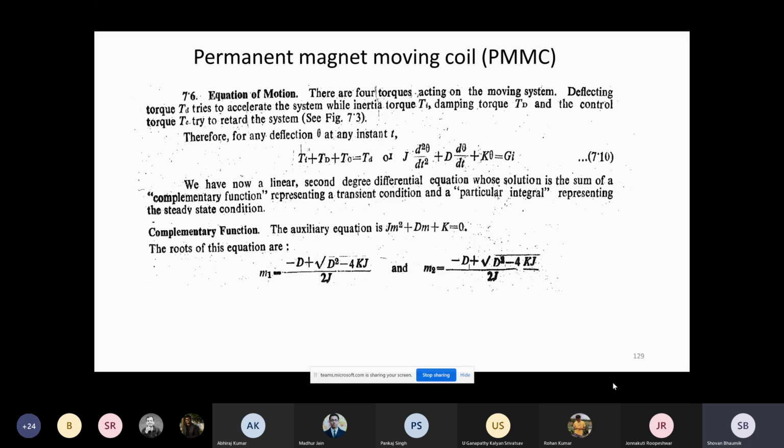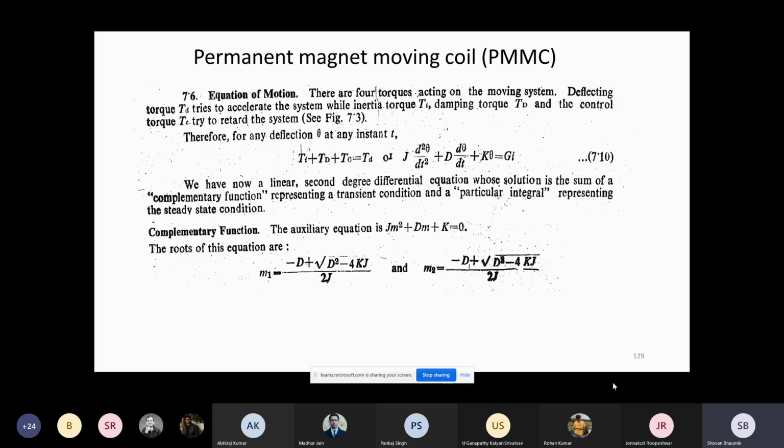Now, if theta is not a function of time, that means there is no deflection happening, only the steady state condition is reached. Then you see that d2 theta dt2 and d theta dt will all vanish. You will get K theta equals G i, and theta will be equal to G by K times I, which is the steady state deflection.